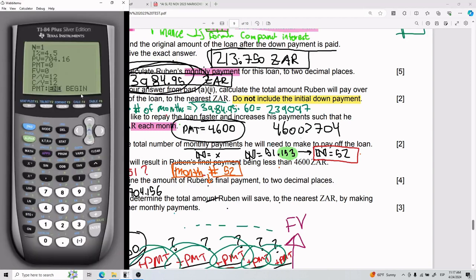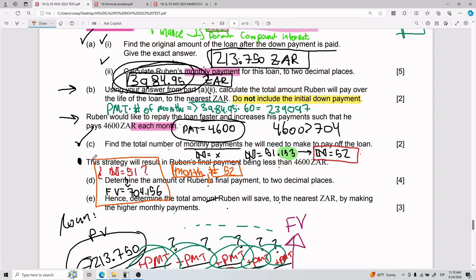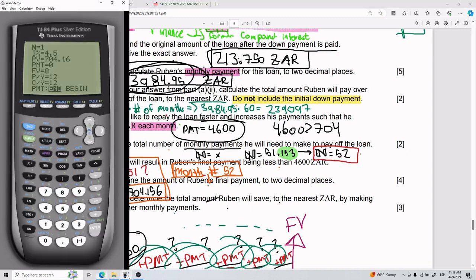And so for that, you plug in your values like this. Let me go over it one more time. So big N equals 1 because it's only month number 52. Your percent is the same because they have not changed your percent. Your PV is 704, which was the FV of N equals 51. So that means at the end of month number 51, Ruben still owed 704 ZAR. And so from month 52, you put 704 ZAR as present value, and you need to see how much he needs to pay monthly in order to pay off the loan with FV equals zero. See? So you find PMT from here.